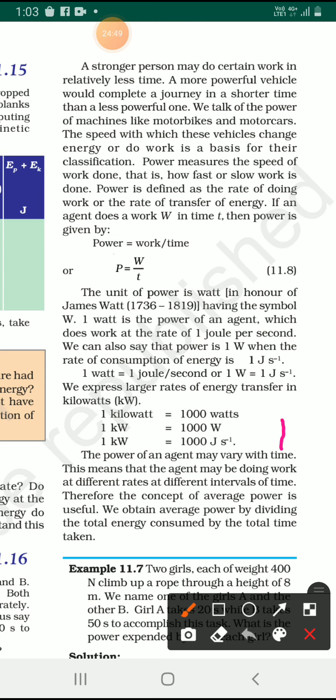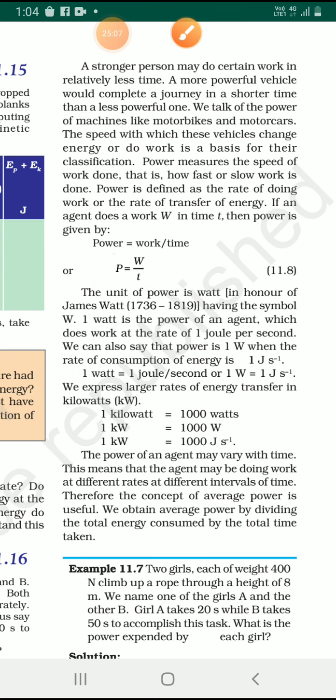We obtain average power by dividing the total energy consumed by the total time taken. So total energy consumed divided by total time taken is nothing but, look here, power. So W divided by T. W is work done, T refers to the time. I hope you understand it.